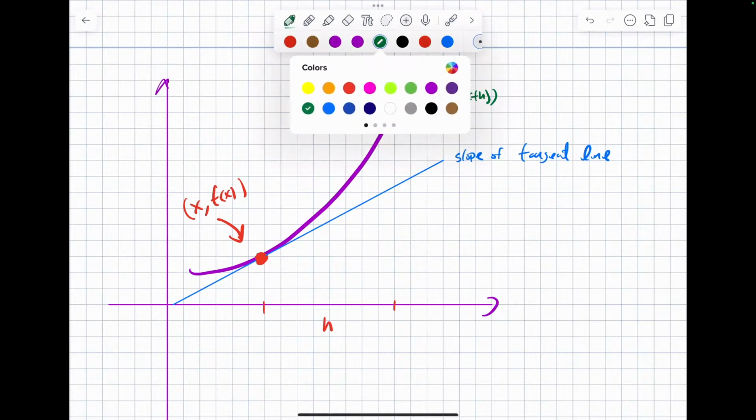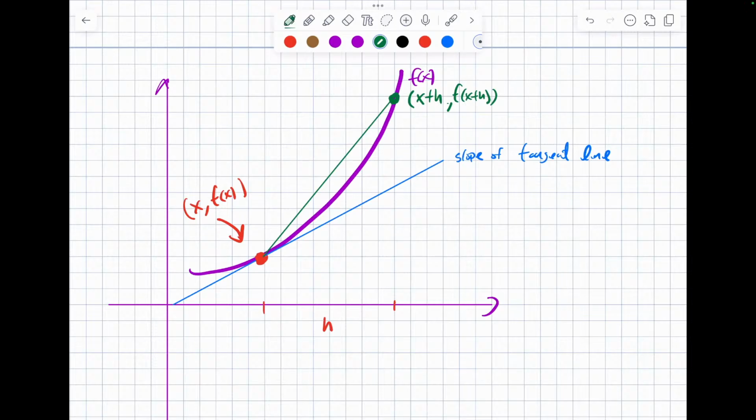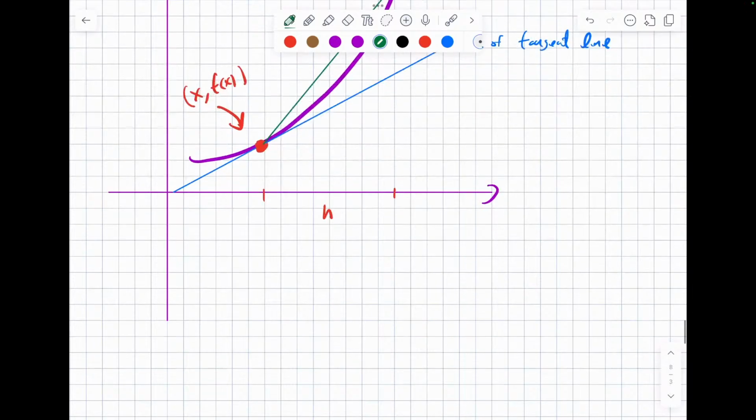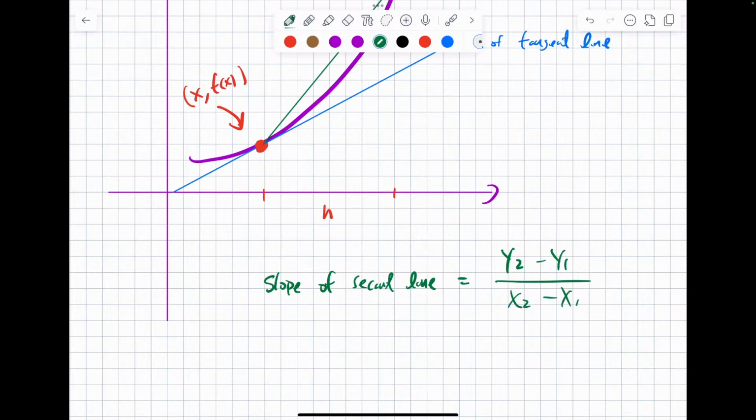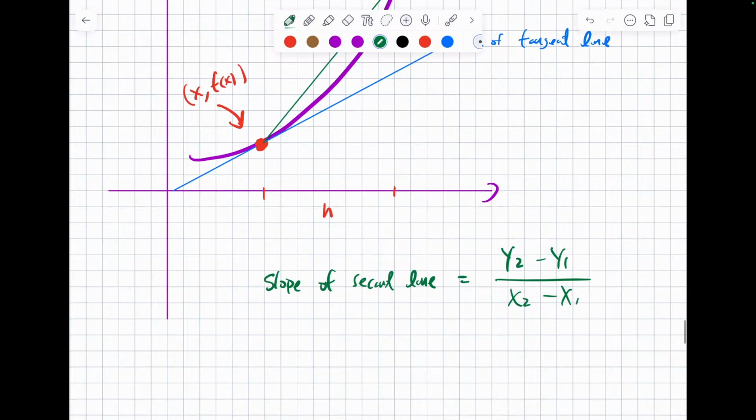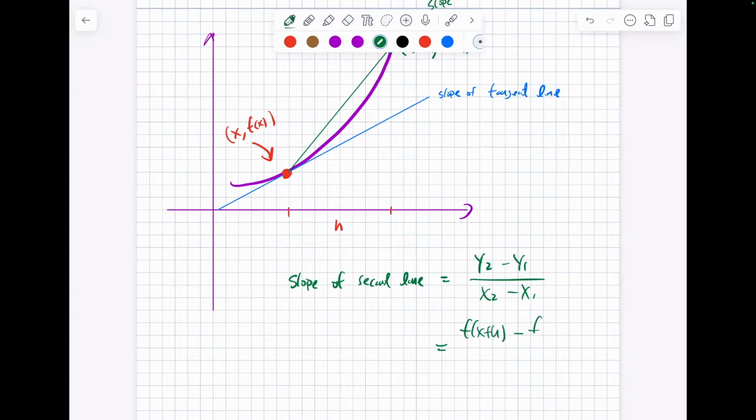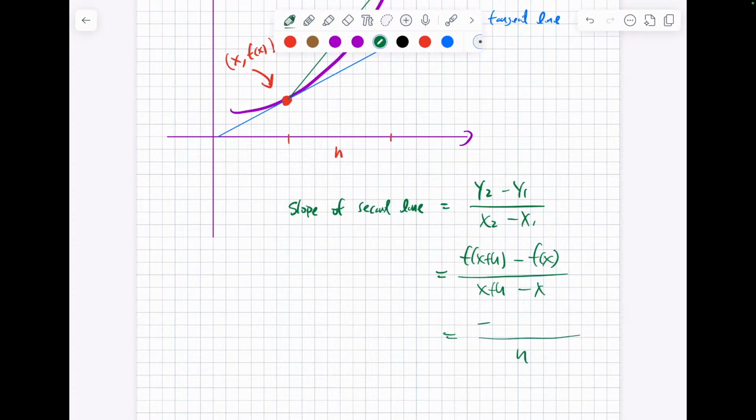And in algebra 1, we can find the slope of this green line. We're going to call it the slope of the secant. So can we find the slope of the secant? Slope of secant is equal to y2 minus y1 over x2 minus x1. You learned that in my test question. In this case, we have two coordinates: f of x plus h minus f of x, over x plus h minus x. It turns out that both x's cancel out. It's just h. Is that okay? The x's cancel out.